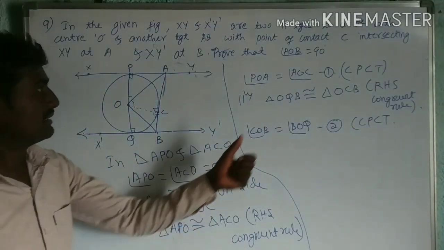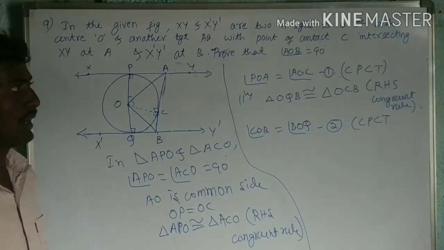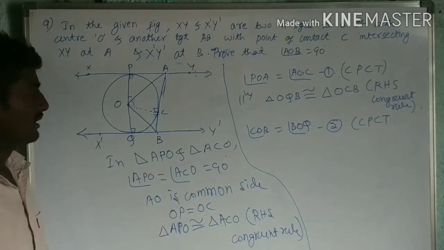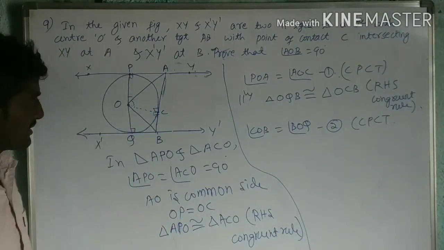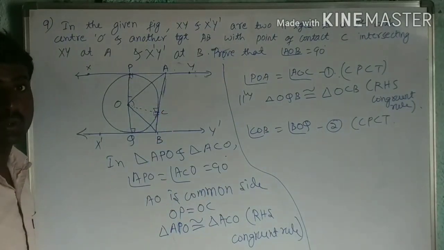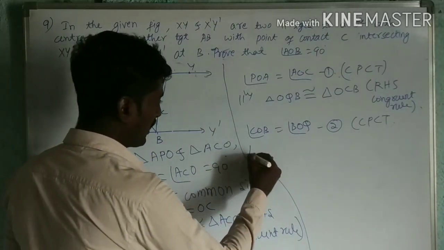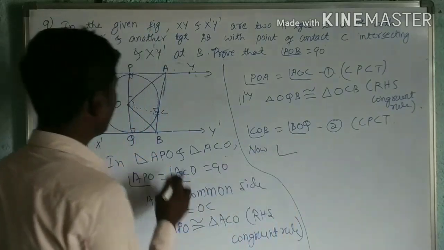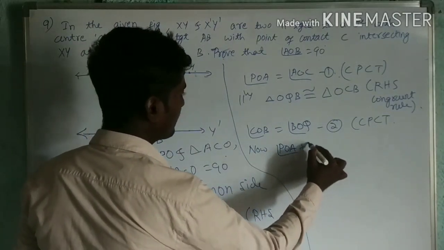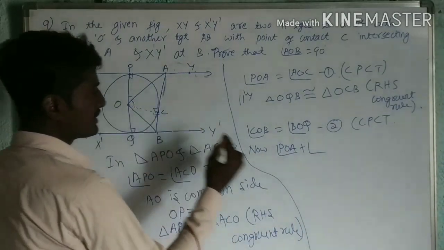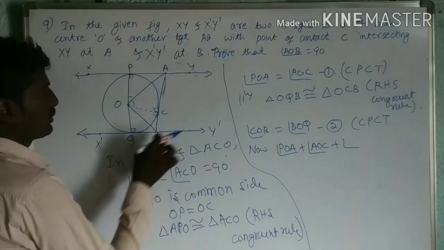Now let us add equation number 1 and equation 2. Before that, you see here, PQ is a line. The sum of all these four angles must be equal to 180 degrees, because PQ is a line. So now the first angle POA plus another angle AOC plus another angle AOC is what?